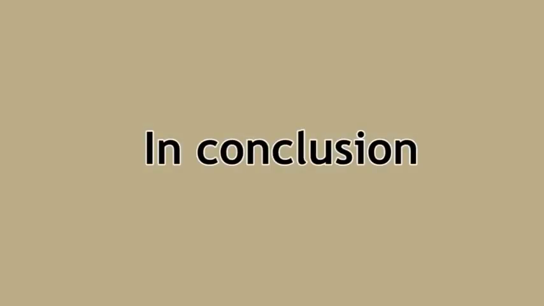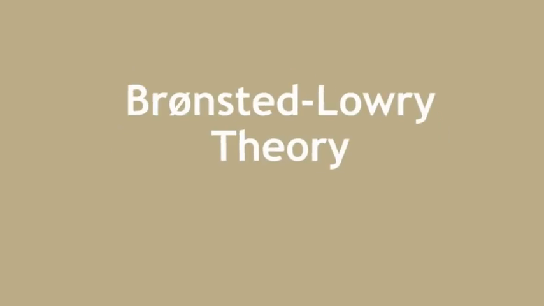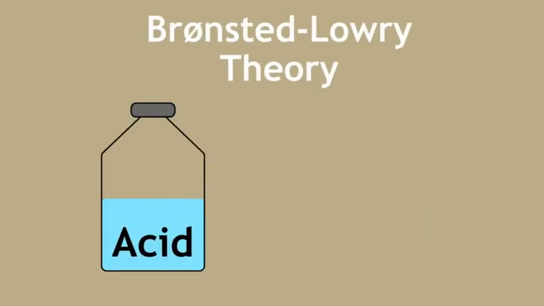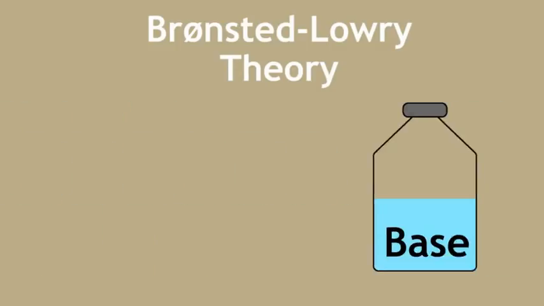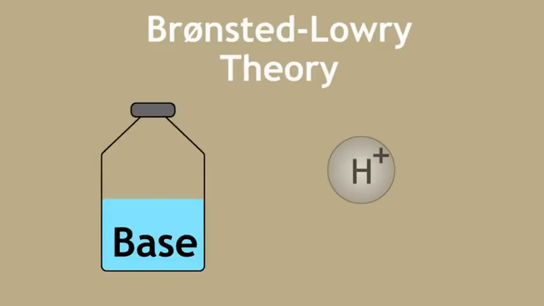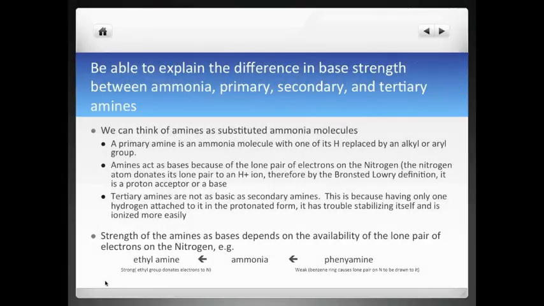In conclusion, according to the Bronsted-Lowry theory, an acid is a substance that dissociates to release or donate protons. A Bronsted-Lowry base is a substance that accepts protons. Therefore, we need to be able to explain the difference in base strength between ammonia and the three types of amines. As I said before, we can think of amines as substituted ammonia molecules.